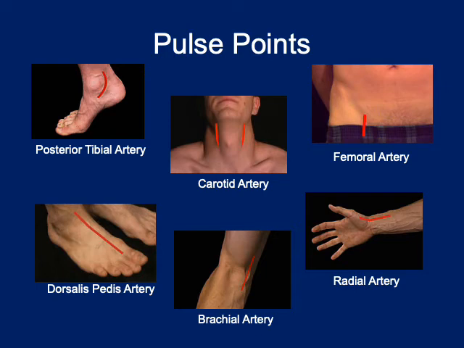The most common, of course, here is the radial artery. You can see it's around that radial side, the thumb side. We'll check this on people who are awake and alert, medical trauma patients that are talking to us. We'll check their radial pulse first. If the patient's unconscious, or not responding appropriately to us, we'll check a carotid pulse.